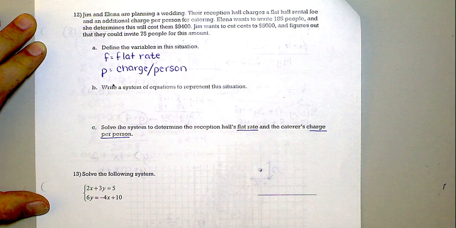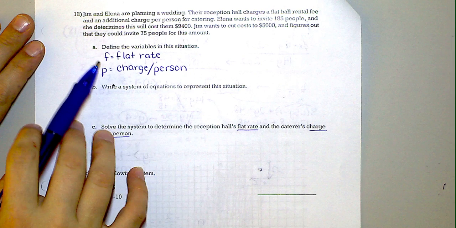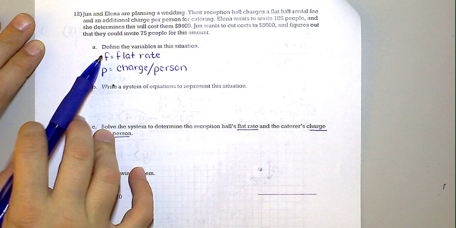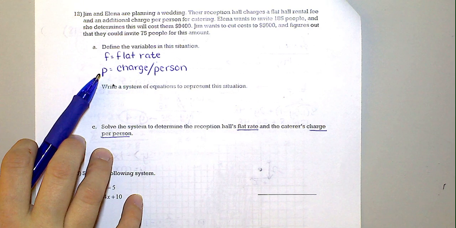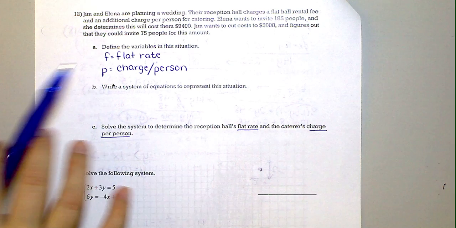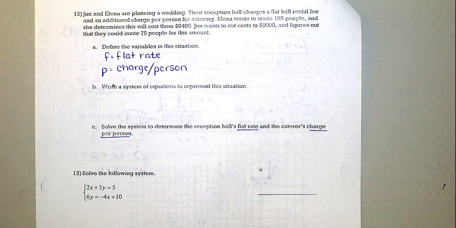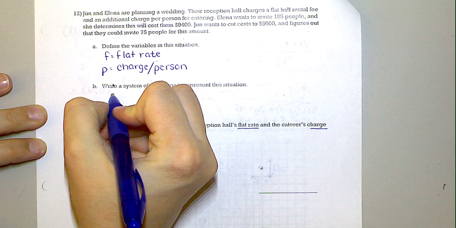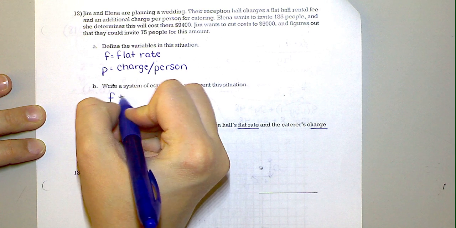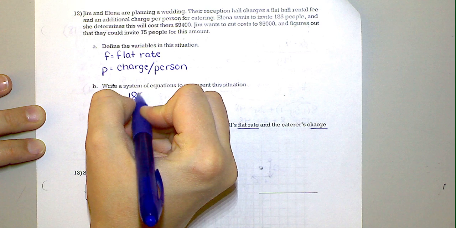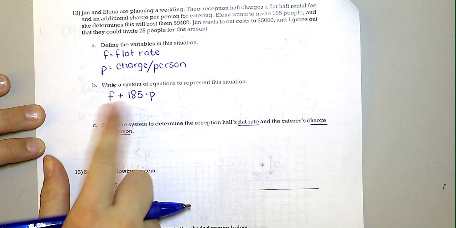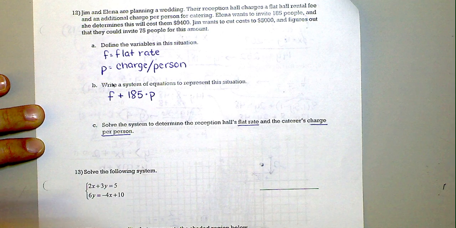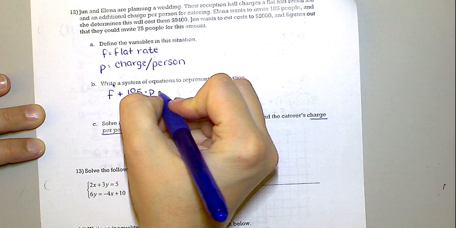So I want you to think about how that's going to work. We'll be paying the flat rate for the reception hall, plus we'll take the charge per person and multiply by the total number of people, and that will equal our total cost. So for example, if Elena wants to invite 185 people, she would have to pay the flat rate, plus 185 times the charge per person. That would be her total cost, and she has figured out that the total is going to be $9,400.